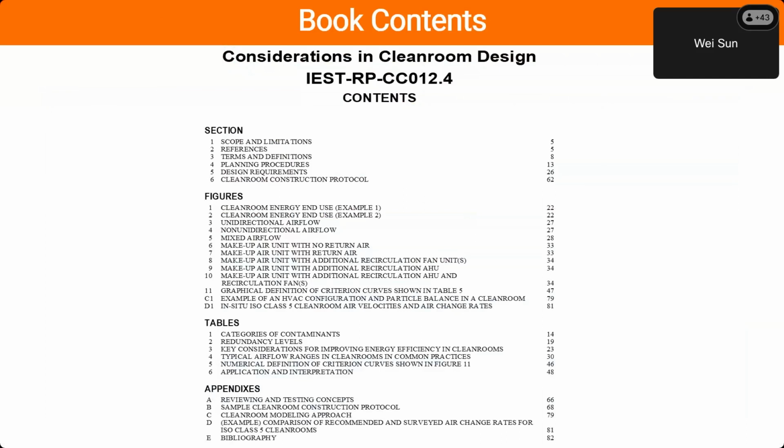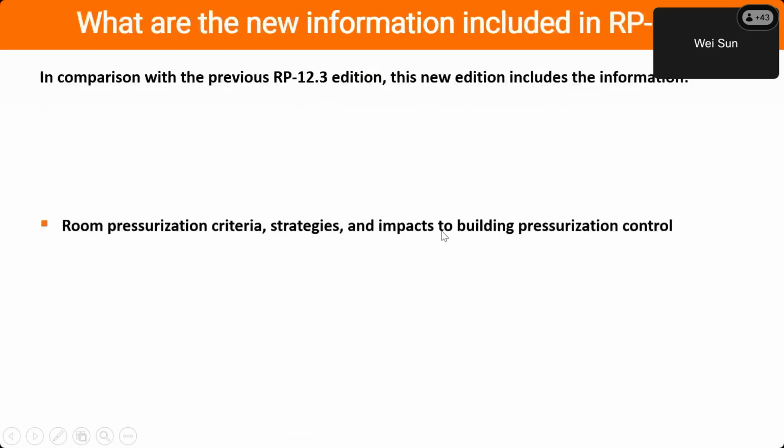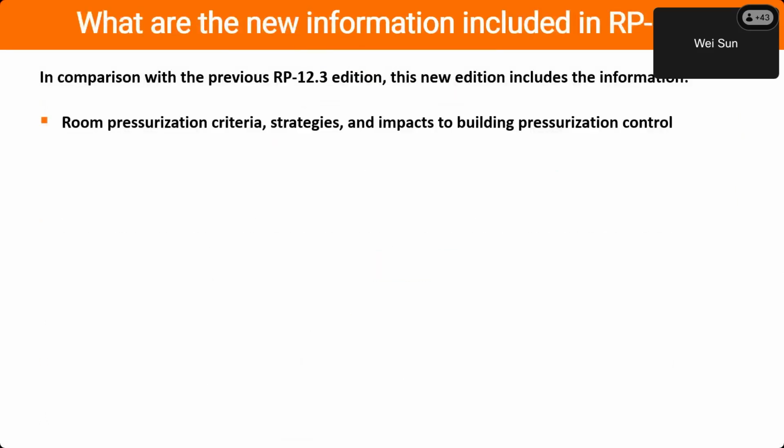So now let's move back to the 12.4. What is the information that this 12.4 is going to cover? We have 6 sections, and sections 4, 5, 6 are the key elements of this document. And we have many figures and tables and appendixes. And what is the new information that we include from the previous edition?